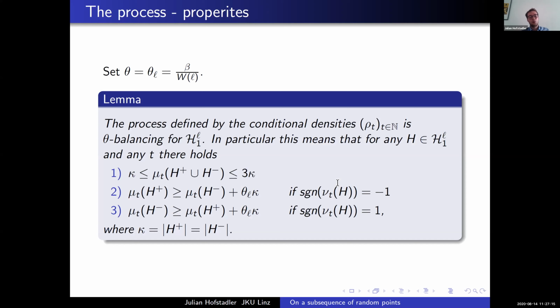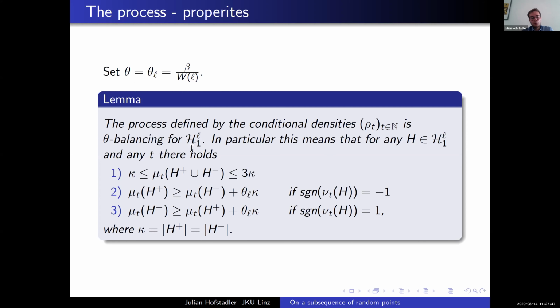And indeed, we can prove the following lemma. So we set theta to beta over W of L. And then the process, which is defined by the conditional densities which I just showed you, is theta balancing for the set H1L. So this is exactly the set which appears in the sum of the densities we just saw. What does theta balancing mean?